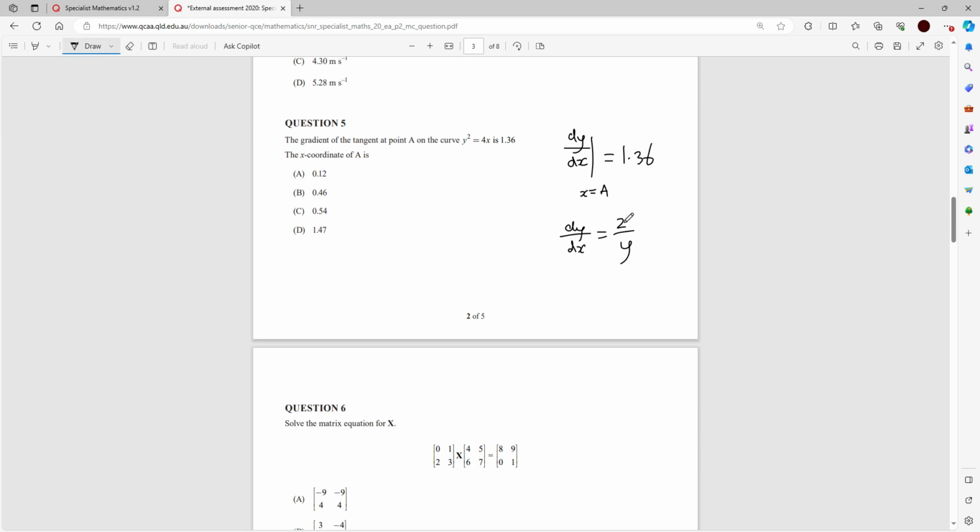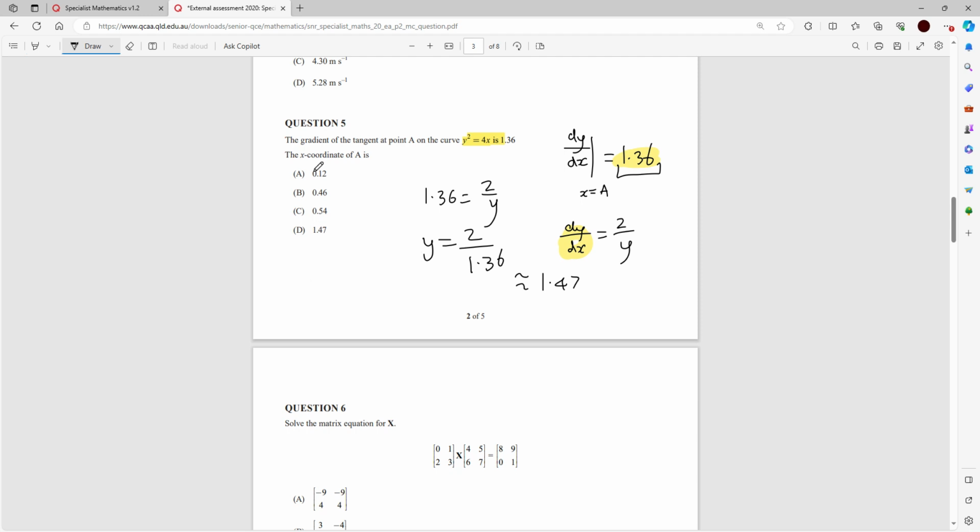So we know what this is at that x. If I substitute this number in here, I can find the y value for my x coordinate, and then if I put it back into the original equation, I can get my x value. So set that equal to 1.36 and solve for y. Bring the y up there and the 1.36 down there, so you get y equals 2 over 1.36. If you put that in your calculator, you should get roughly 1.47.